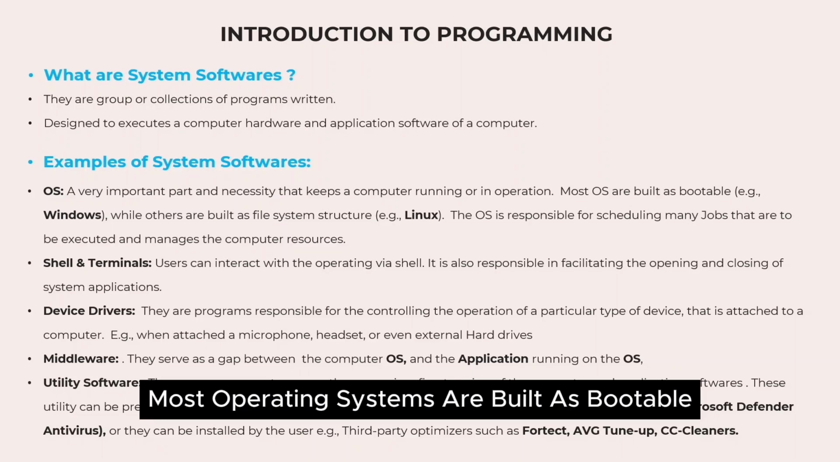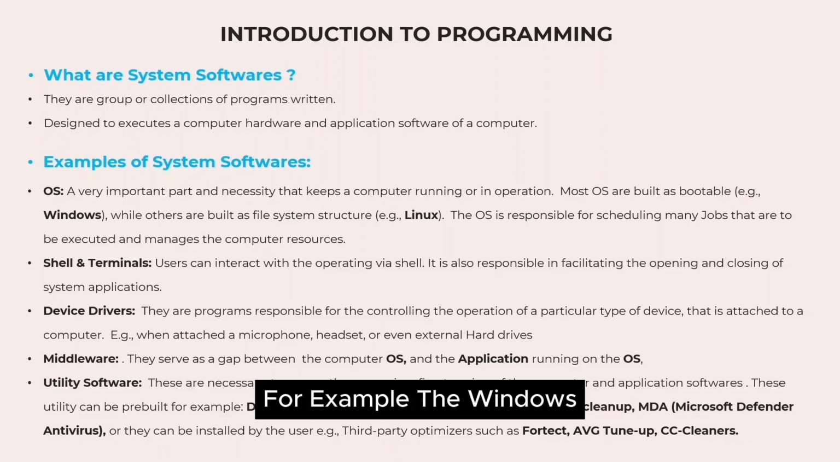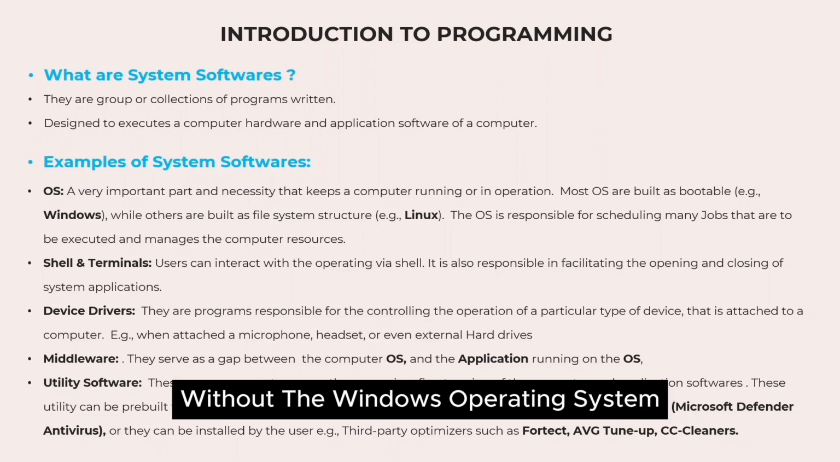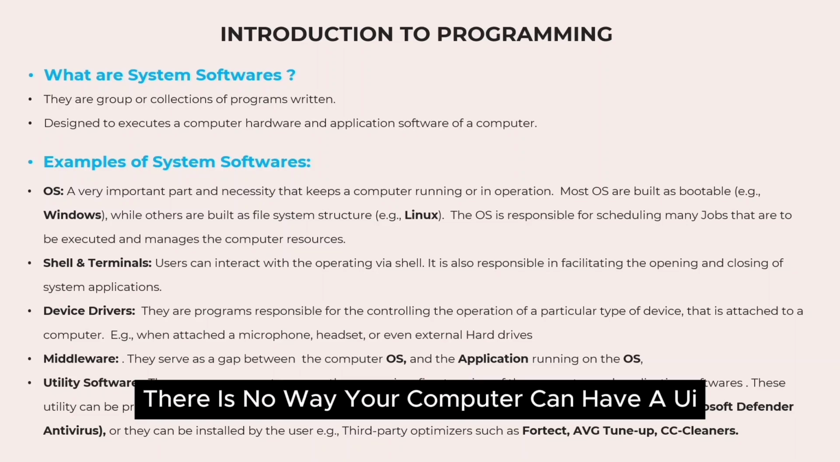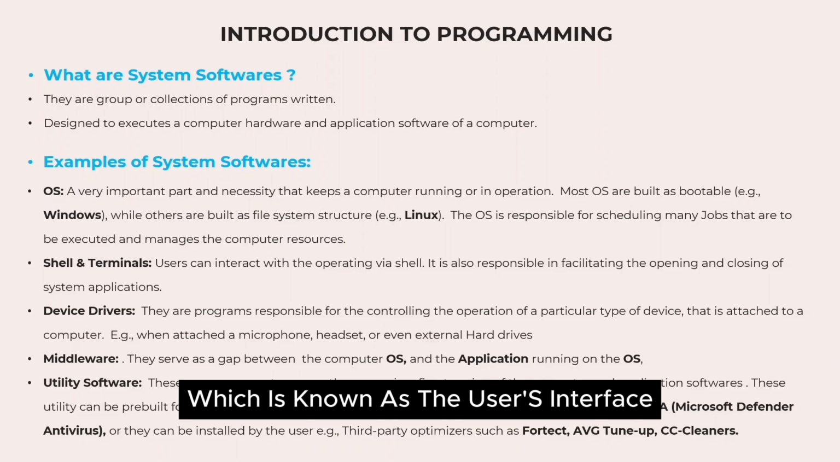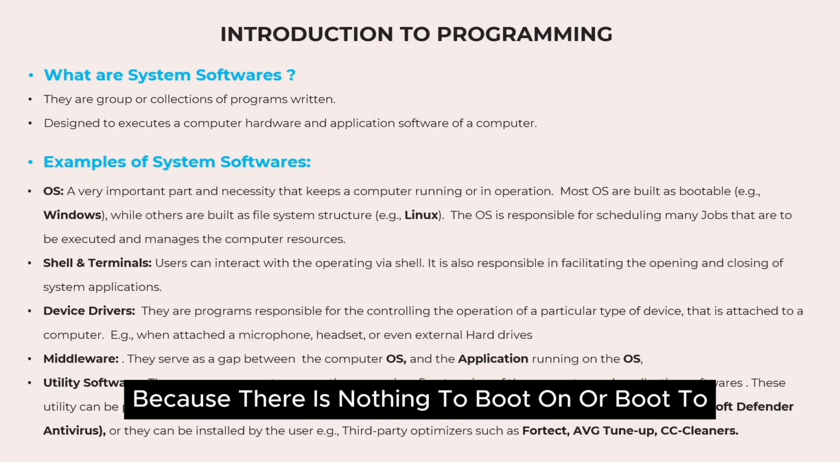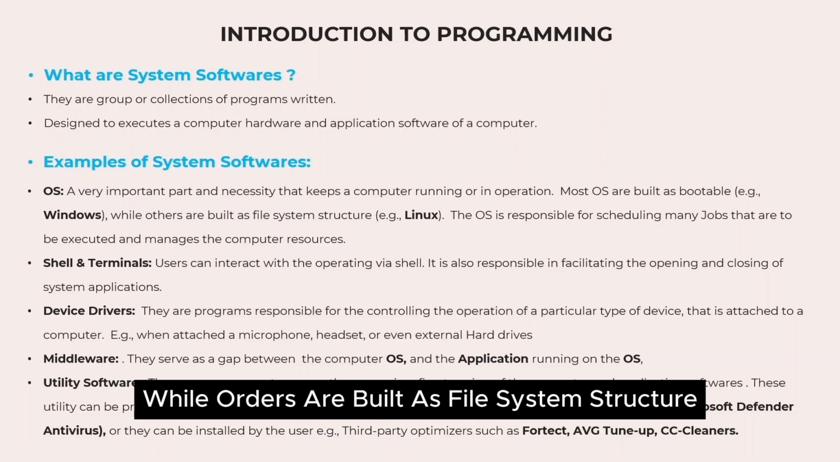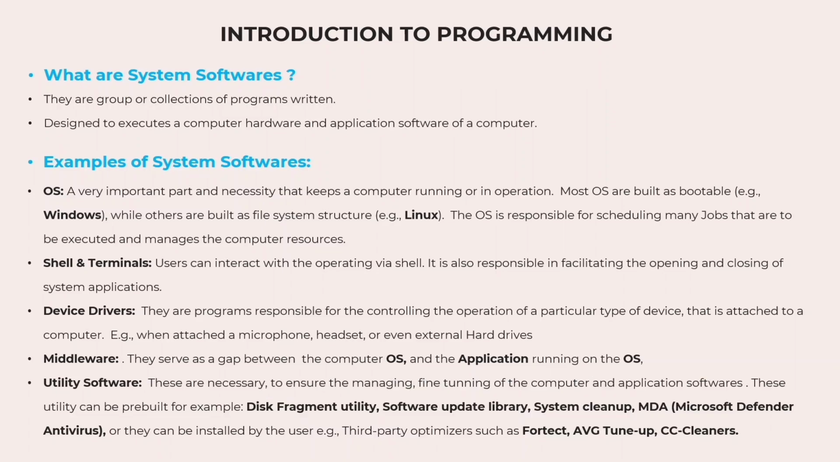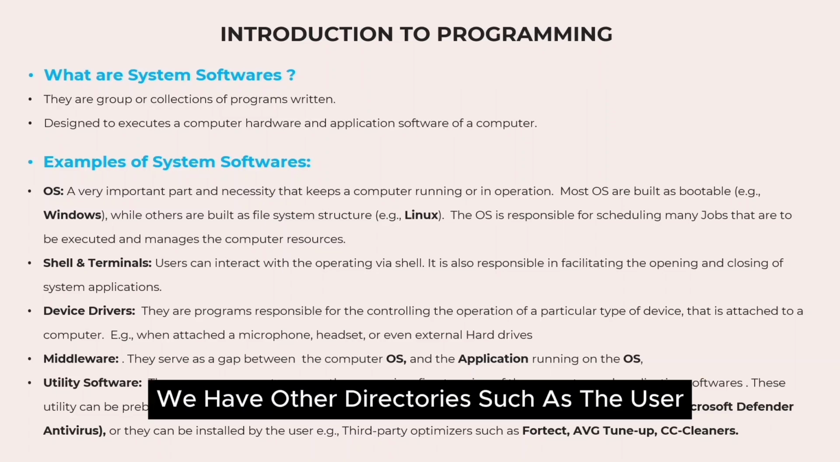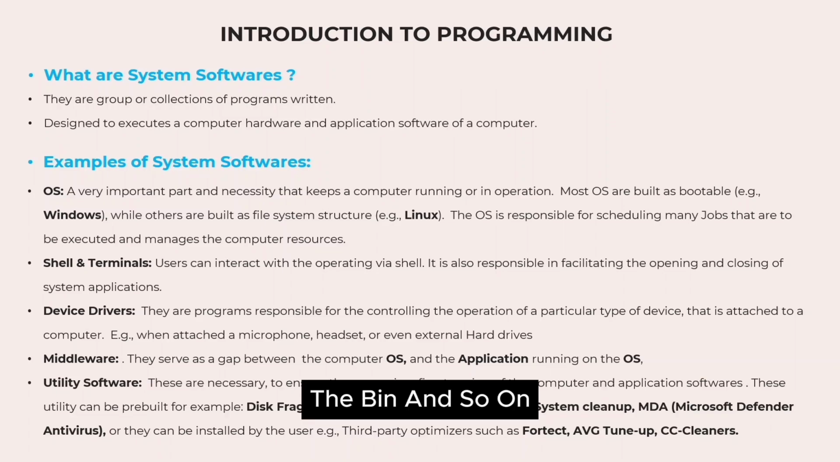Most operating systems are built as bootable. For example, Windows. Without the Windows operating system installed on your computer, there is no way your computer can have a UI, which is known as the user interface, because there is nothing to boot to. While others are built as a file system structure. For example, we have Linux, where we have the root tree and other directories such as user, bin, and so on.